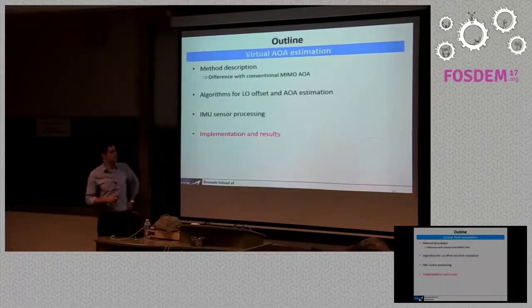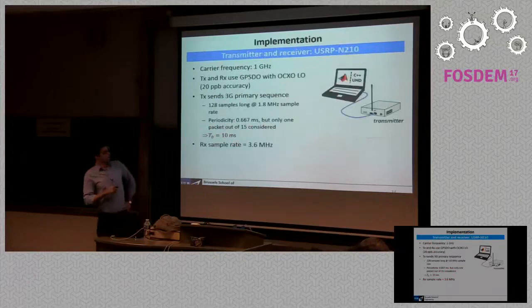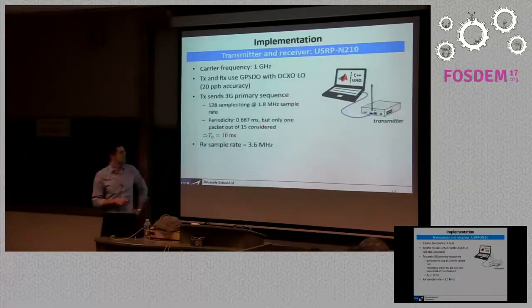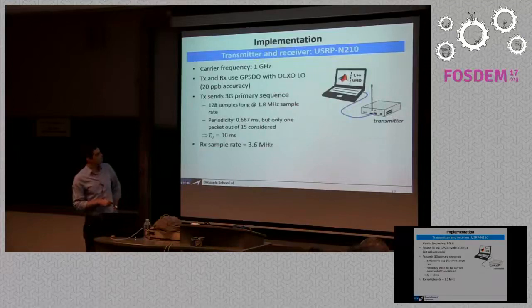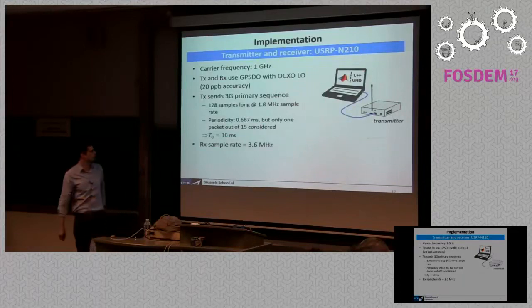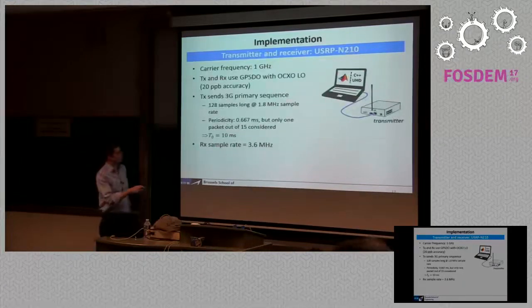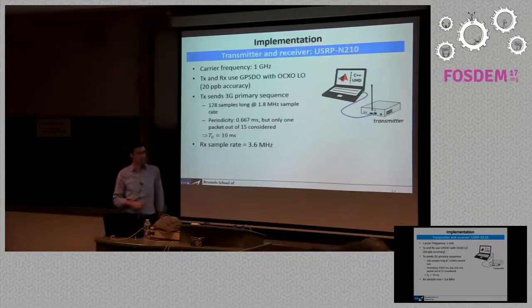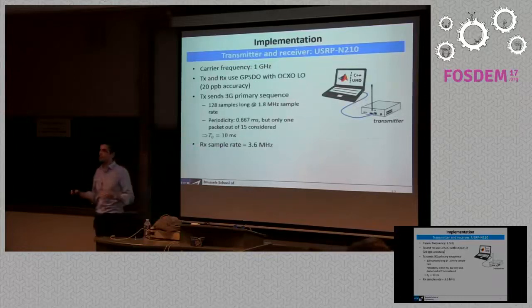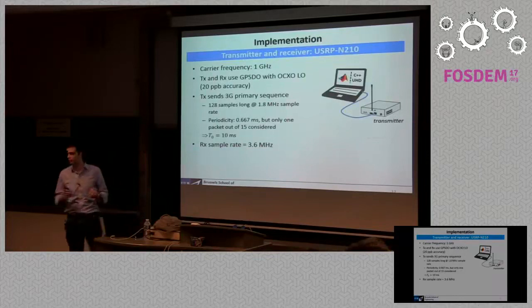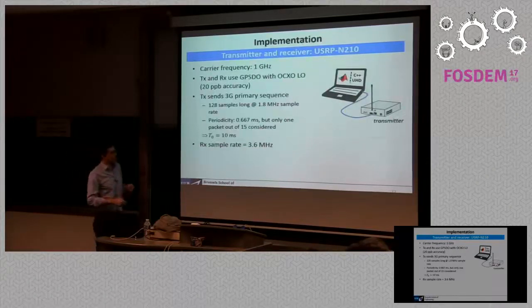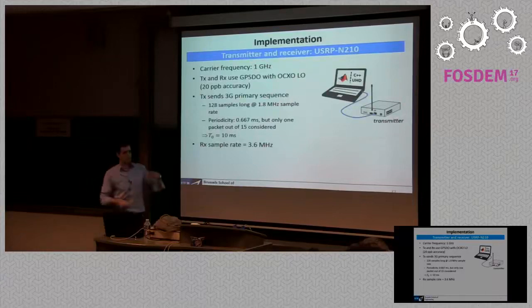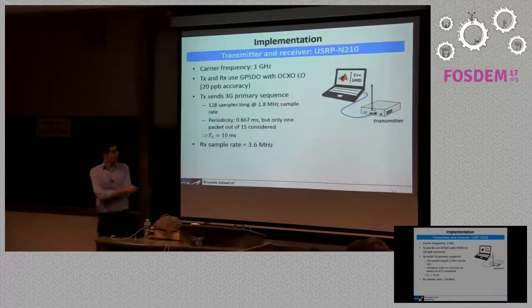So let's go to the implementation, which is really the more interesting side here. We put this on a USRP software-defined radio. So the transmitter is just sending the 3G primary synchronization sequence. This is a sequence which runs at 1.8 megahertz more or less, and is very periodic. All right, so it sends the same sequence every 667 microseconds. The transmitter is just sending this through UHD, so we're just using GNU Radio and USRP sync and repeating the same packet over and over again.